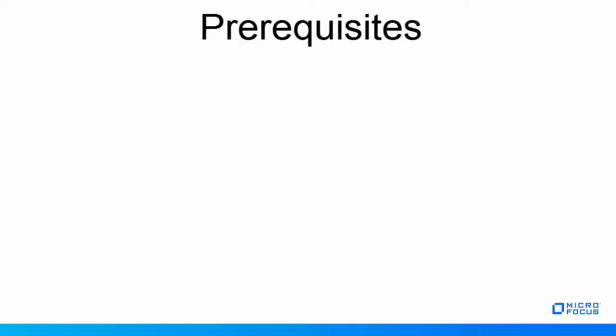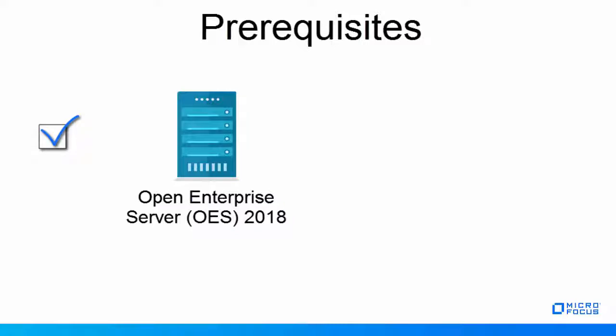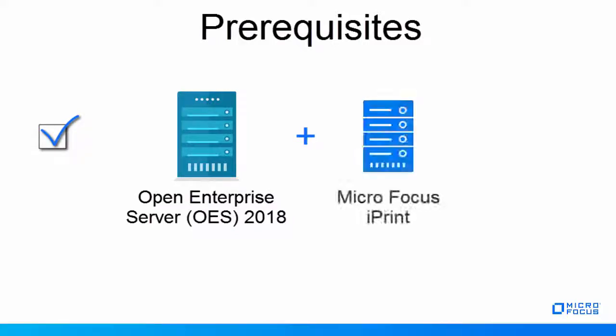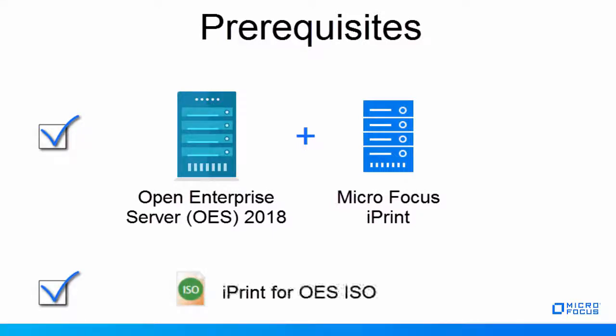The prerequisites are: OES 2018 server is installed and configured with Micro Focus iPrint as cluster. iPrint for OES ISO is downloaded from the Micro Focus Customer Center.